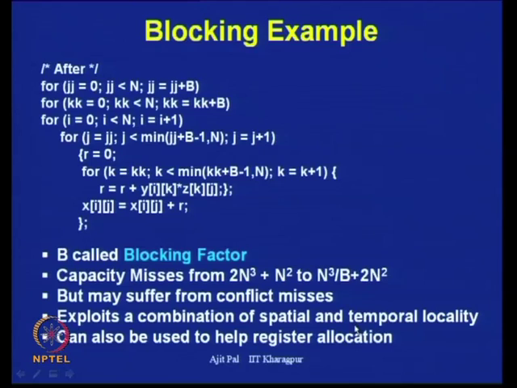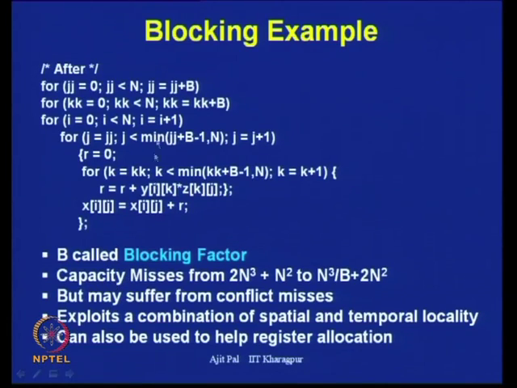Instead of doing this, if you use blocking by changing the code here, as you can see, you have used a blocking factor B, called the blocking factor, dividing into blocks. So, instead of doing the computation on the entire arrays, entire rows and columns, you are doing block by block, and this is how the different accesses of the arrays are done, shown with the help of different loops.